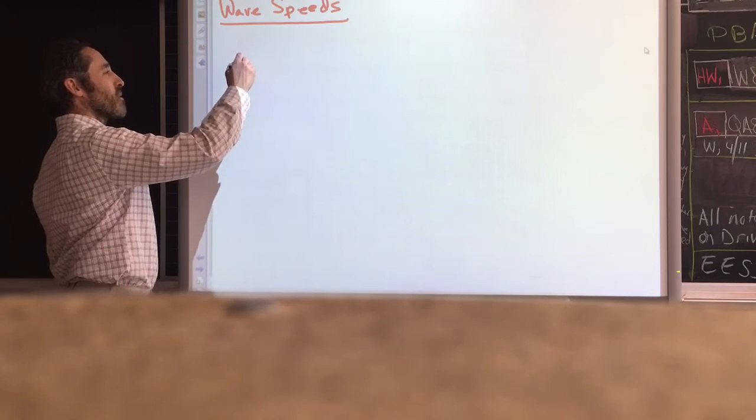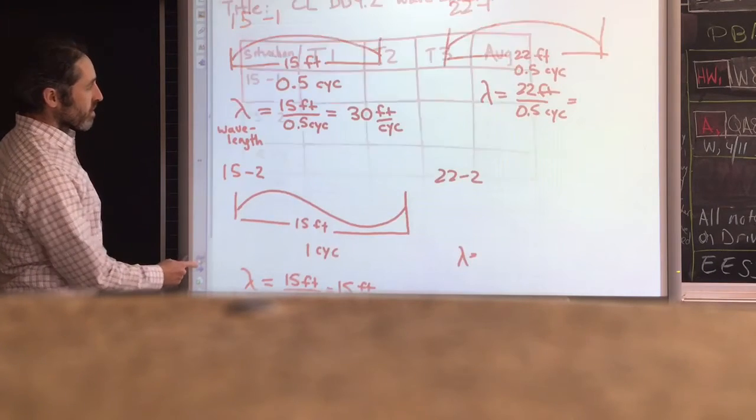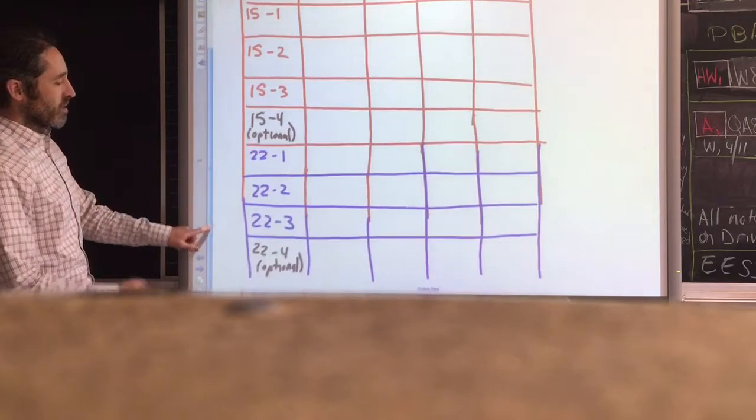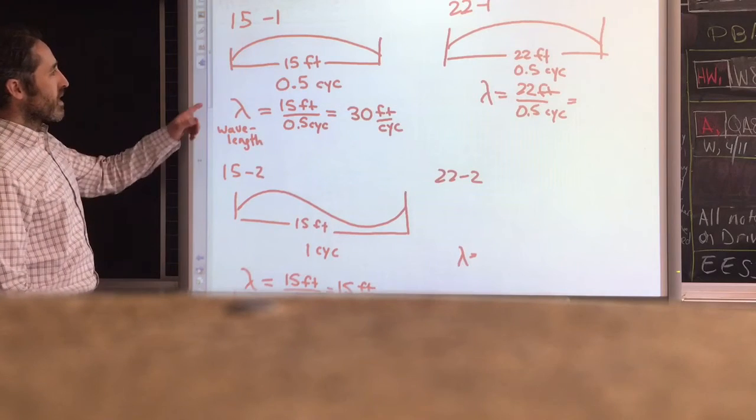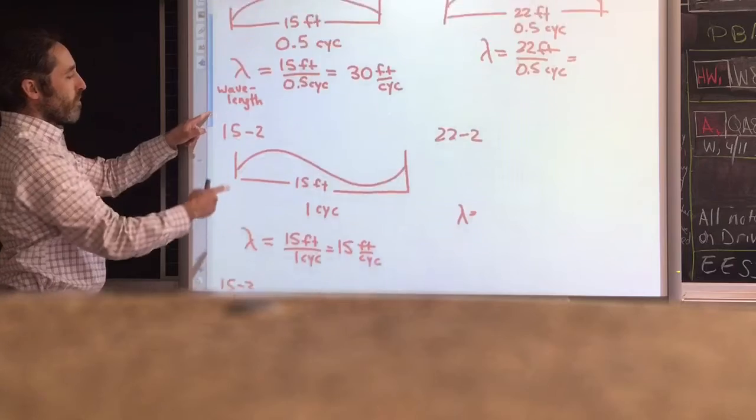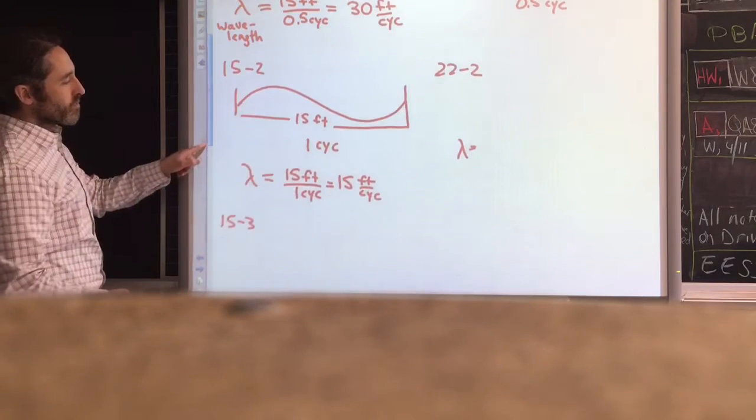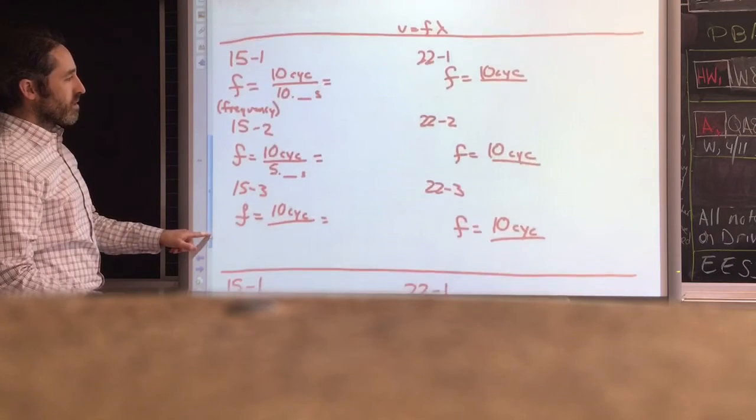You're going to figure out wave speed from the lab you just did. You had a bunch of data. Your data came from these tables. Then you did some calculations for the 15-foot scenario with the 1 bump, 2 bump, 3 bump. And you also did it for the 22-foot scenario.